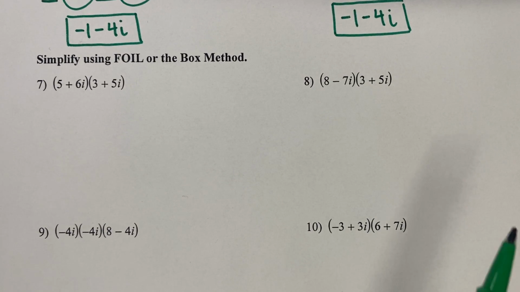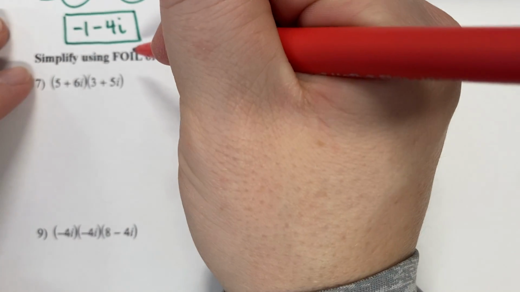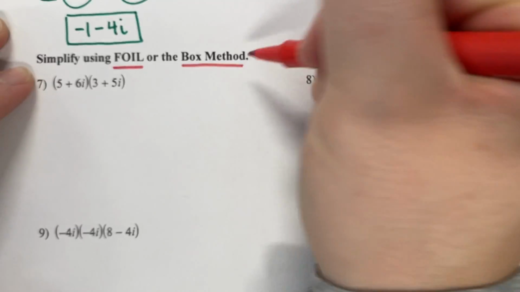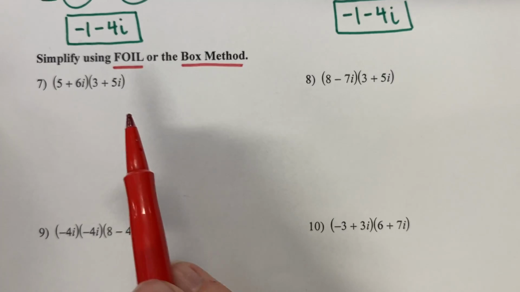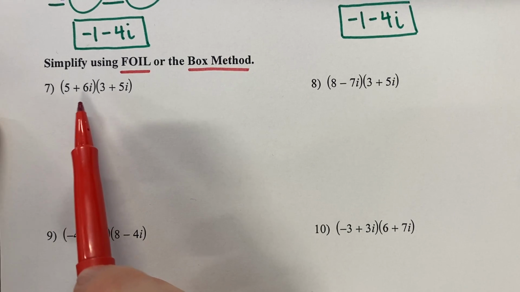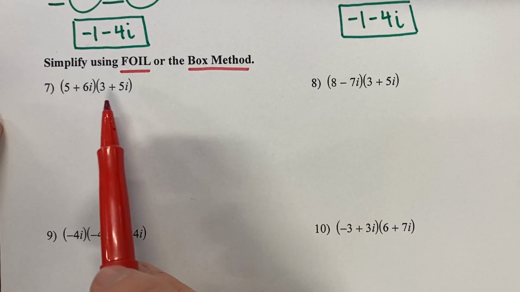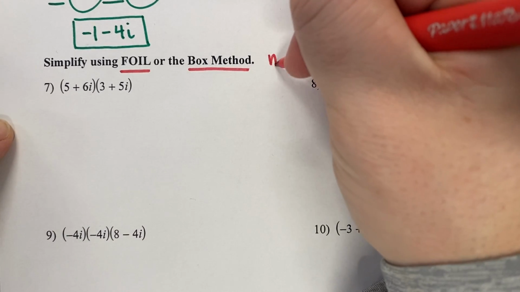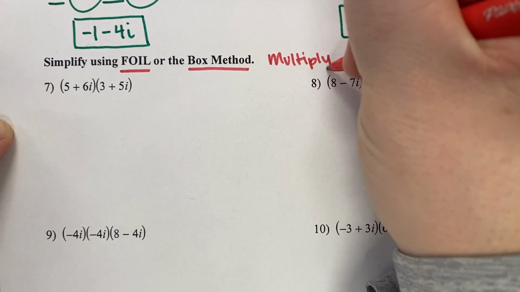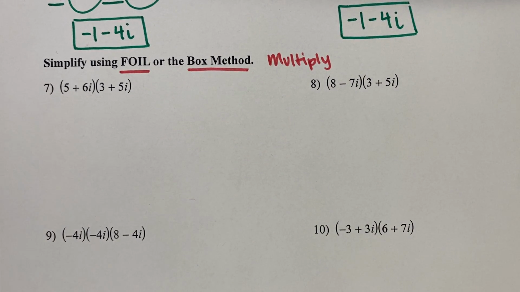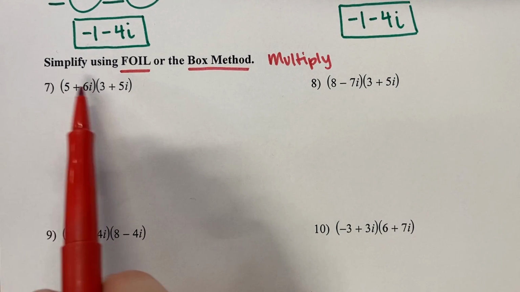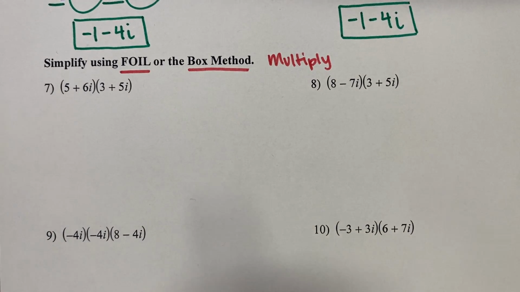Numbers 7 through 10. It's asking us to simplify, but using a method we've already talked about. So we have FOIL or the box method. Notice that there's no addition or subtraction sign in the middle. Whenever anything is right next to each other, it means we're multiplying. So let's go ahead and make that note on our paper. We're multiplying these. So when multiplying with two terms, binomials, we're going to use the FOIL or the box method, or another method if it looks different.